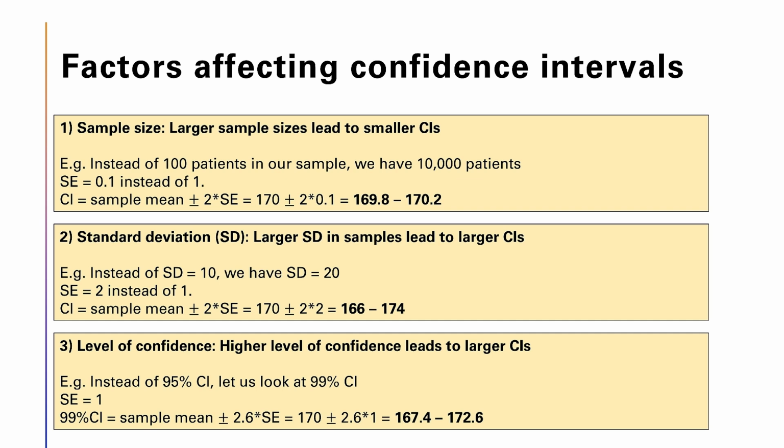Finally, the confidence interval also changes based on the specific level of confidence. Let's say in this case you were to look at the 99% confidence interval instead of 95%. Based on the normal distribution, 99% of all sample means are captured within plus minus 2.6 standard errors of the true mean. Hence, the 99% confidence interval will be 167.4 to 172.6 instead of 168 to 172. Okay? I hope all of that makes sense so far.